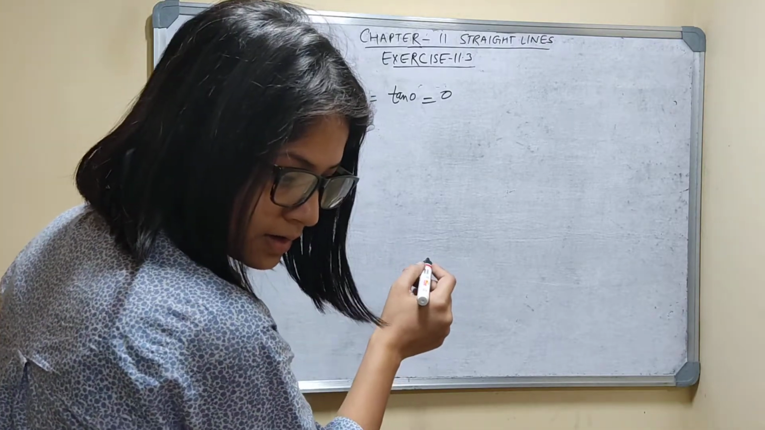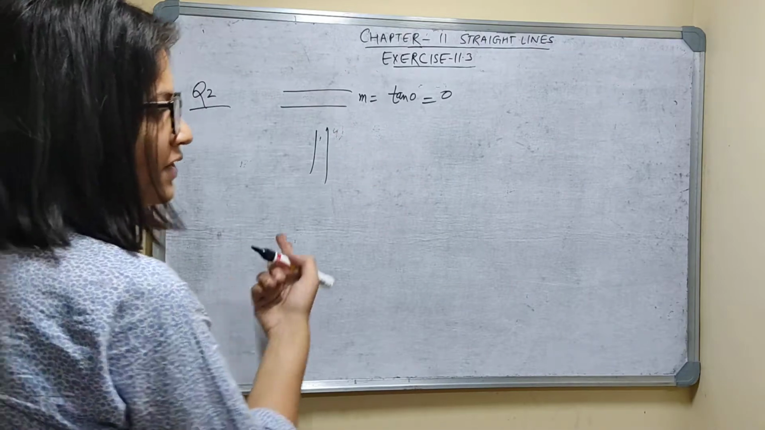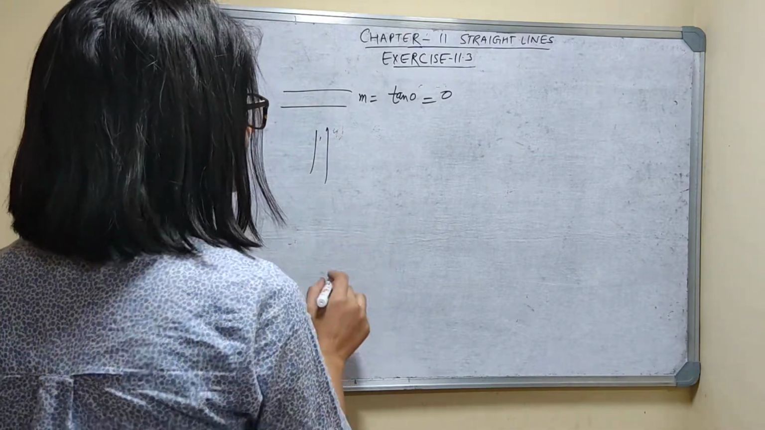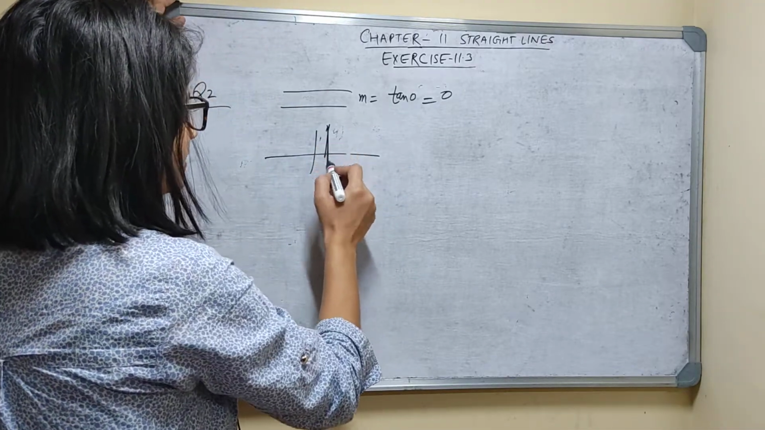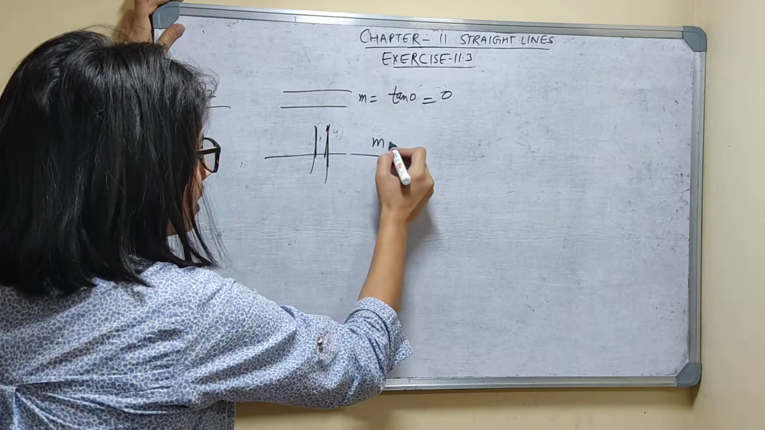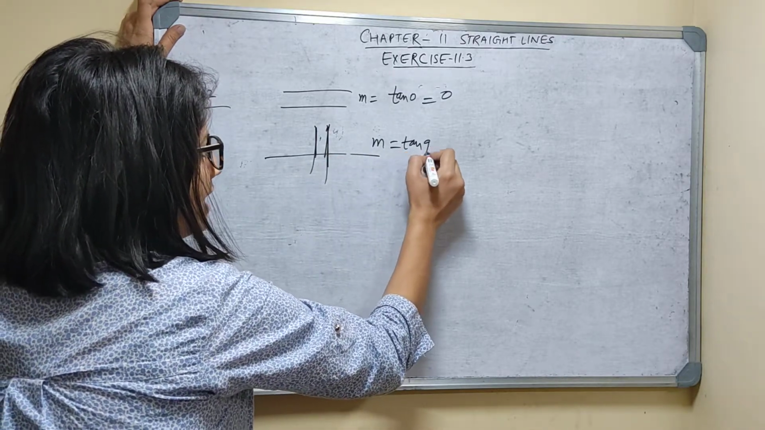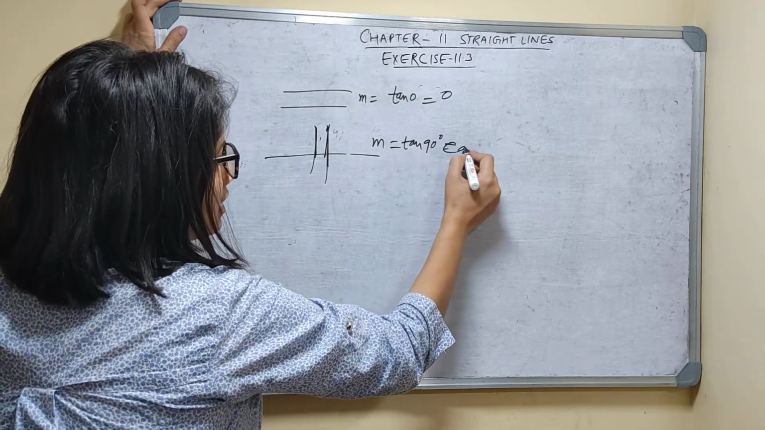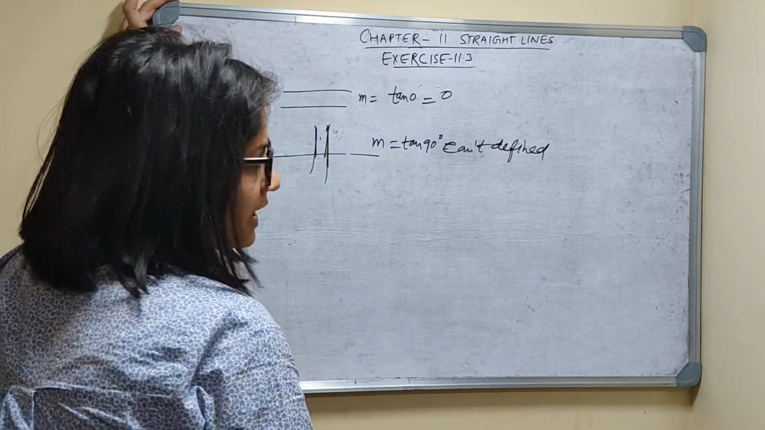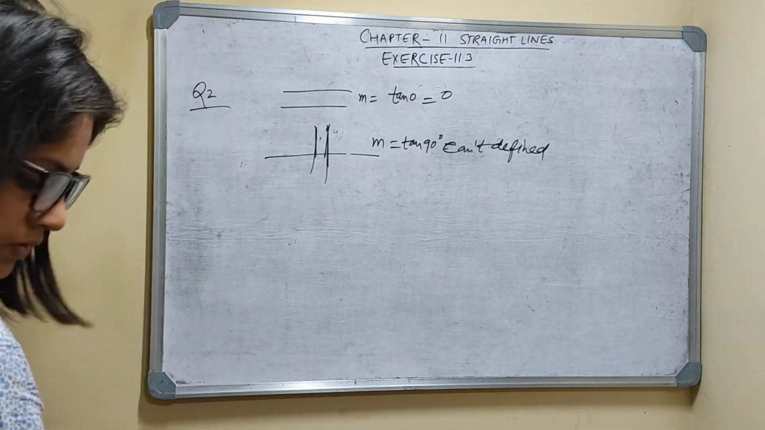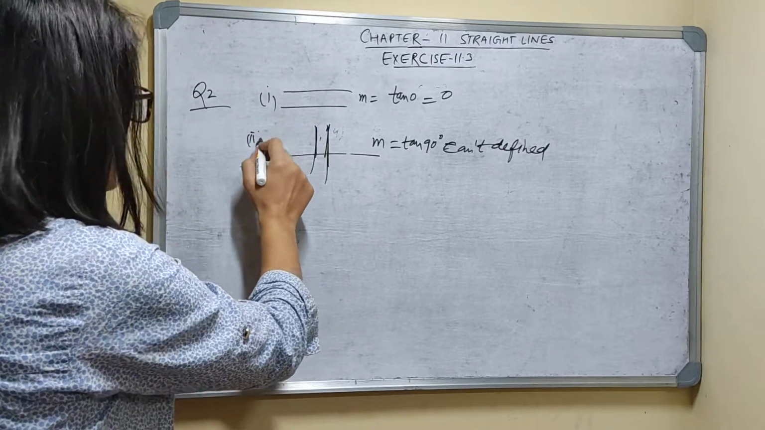And what is the slope of a line which is parallel to the y-axis? Already I told you, for a vertical line theta is equal to 90 degrees. For a line parallel to the y-axis, inclination is what? 90 degrees. m is equal to tan 90 degrees. Already I told you we can't define it because tan 90 is infinite. So the slope of the first is 0 and the second is not defined.